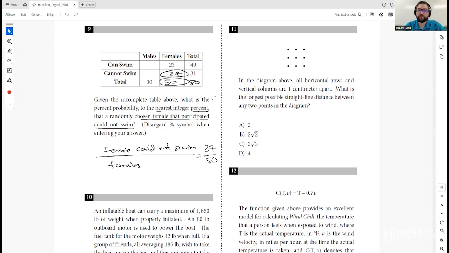Perfect. So now we have our fraction. The question is what percent? So although you could write the fraction in, it would not be correct. So multiplying the top and bottom by 2 gives you out of 100. So that should be 54%. And that is indeed the correct answer.